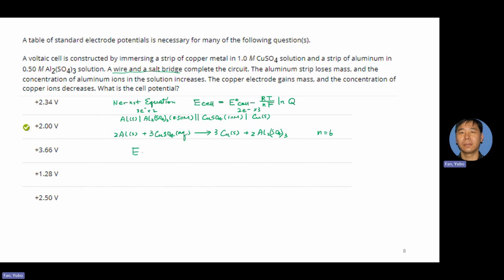Then we can do the calculation. So E cell, the standard potential for the cell, is E cathode minus E anode.